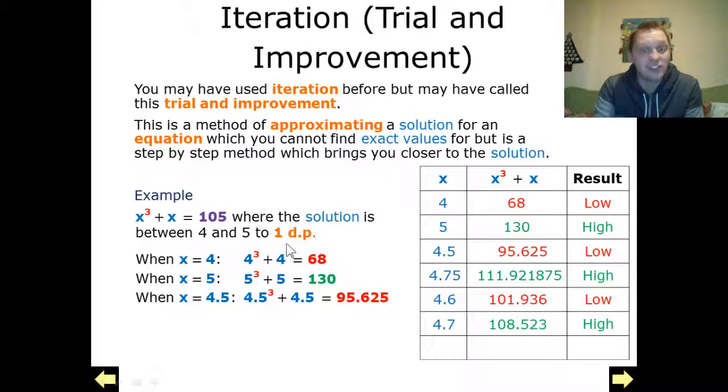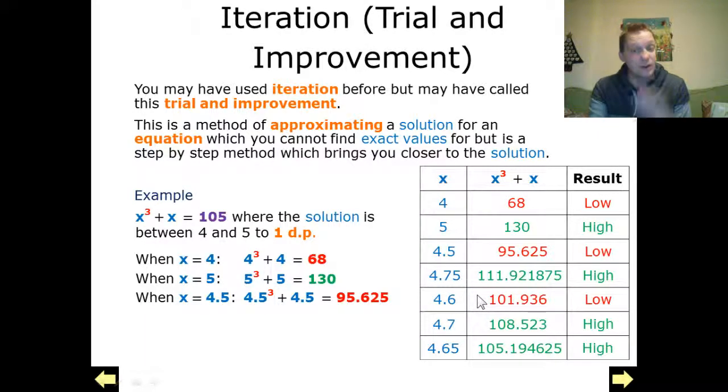But we've got to give our answer to one decimal point, so one of these is going to be the closest answer. The easiest way to find that is to try the number right in the middle of these two, so 4.65. Putting 4.65 into the equation gives me 105.194625, and this is too high.